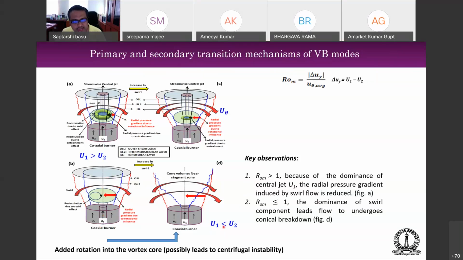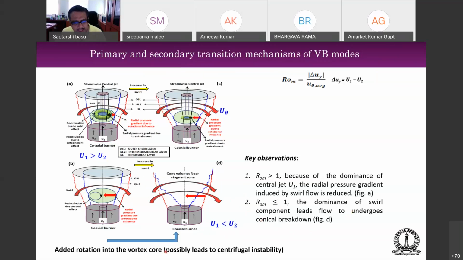As you go on, the external velocity becomes more than your central velocity, and what happens is that this pressure actually becomes more than the outer pressure. As a result of that, the flow undergoes what we call a complete conical breakdown. This is dominant in the case of low Rossby number cases, because the dominance of the swirl component leads to the conical breakdown.